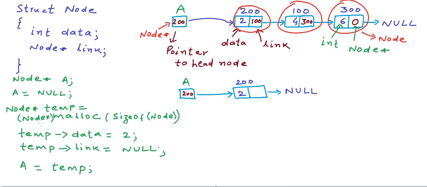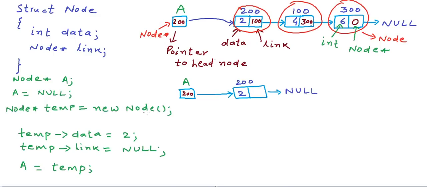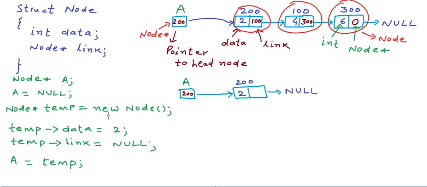To create a memory block in C++, we can use malloc, as well as we can use the new operator. So in C++ it gets very simple. We could simply write node star temp is equal to new node like this, and we would mean the same thing. This is a lot cleaner, and the new operator is always preferred over malloc. So if you're using C++, new is recommended.